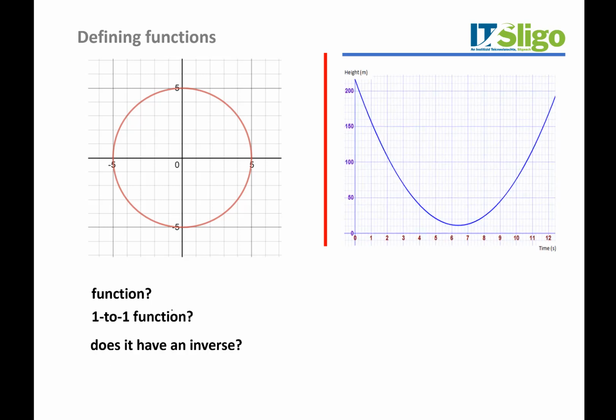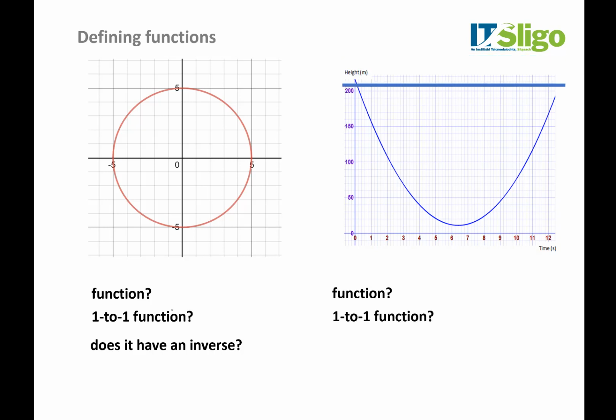Those questions are moot. Here we have a quadratic. Is it a function? Vertical line test. Yes, it is, because the curve cuts the vertical line only once. Is it a one-to-one function? We can see it isn't, because pretty much everywhere there are two outputs crossing the vertical line. So a quadratic wouldn't have an inverse.